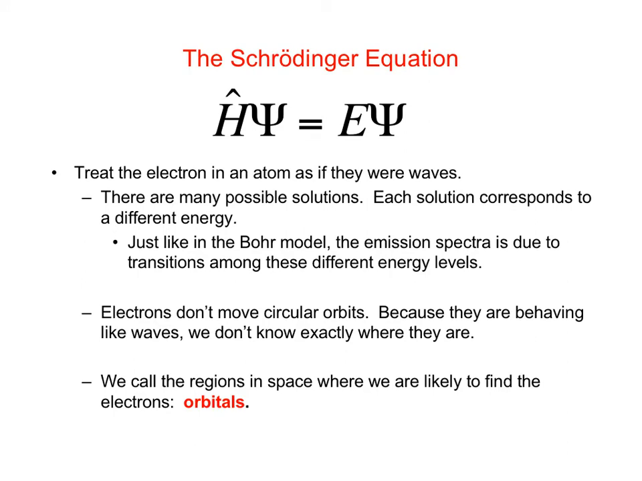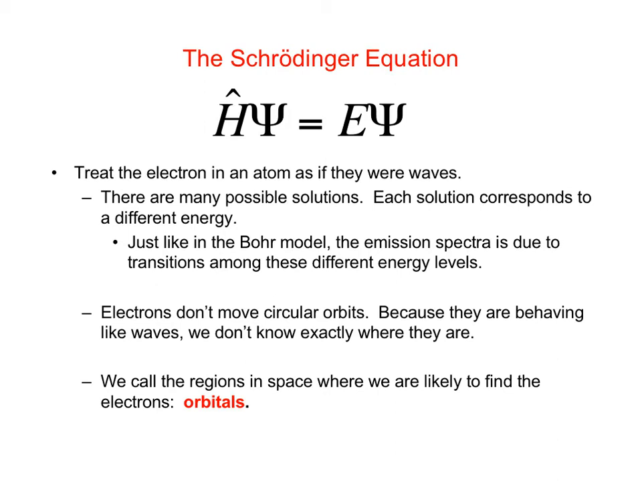While we're not going to solve the Schrödinger equation, we are going to analyze the results of its solutions. In the Schrödinger equation, we're essentially treating the electron in an atom as if it behaved like a wave. And for any given atom, for any given type of element, there are many possible solutions. Each of those solutions corresponds to a different energy state that that electron can occupy. And very similar to the Bohr model, the energy states of an electron in an atom are in fact quantized.